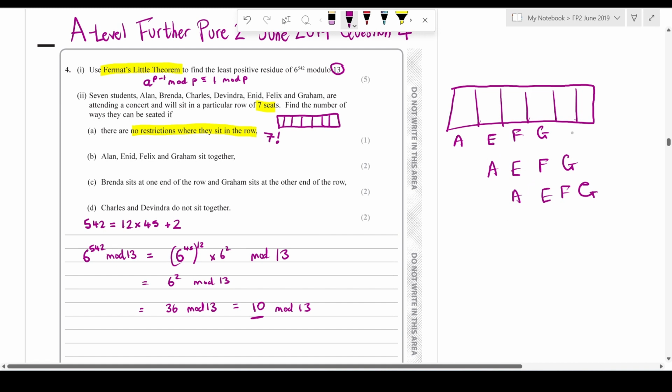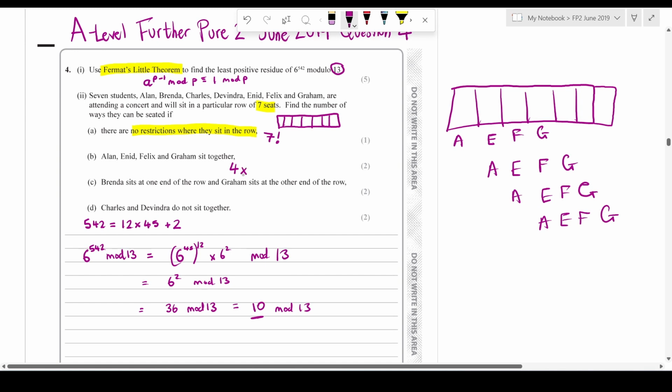And that's it, isn't it? I've got 6 seats, so I could also have it like that. So we've got 4 different positions where we can sit the 4 people together. That means we're going to times something by 4.